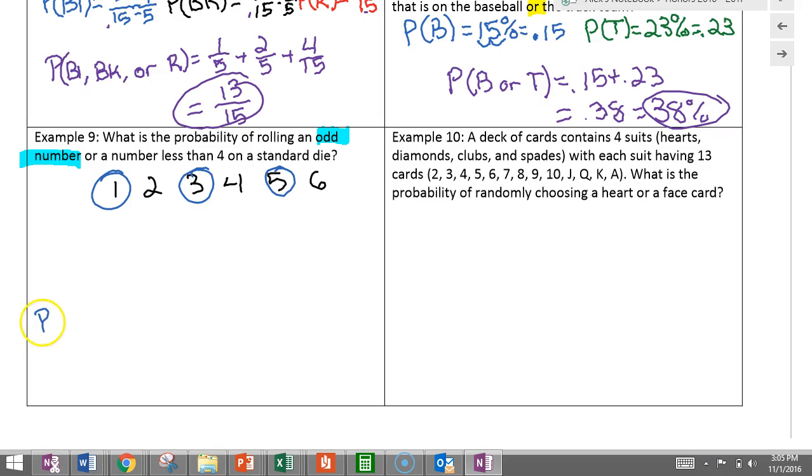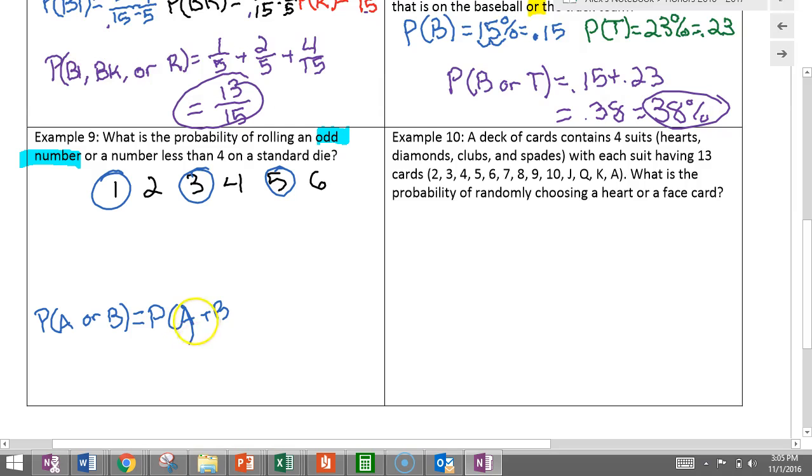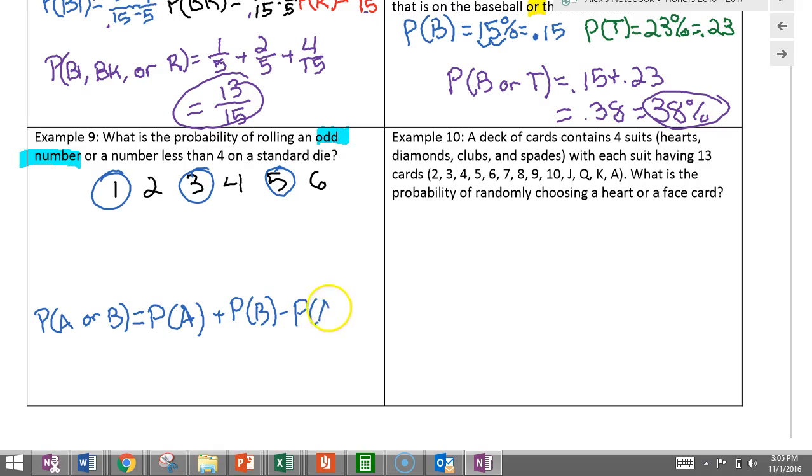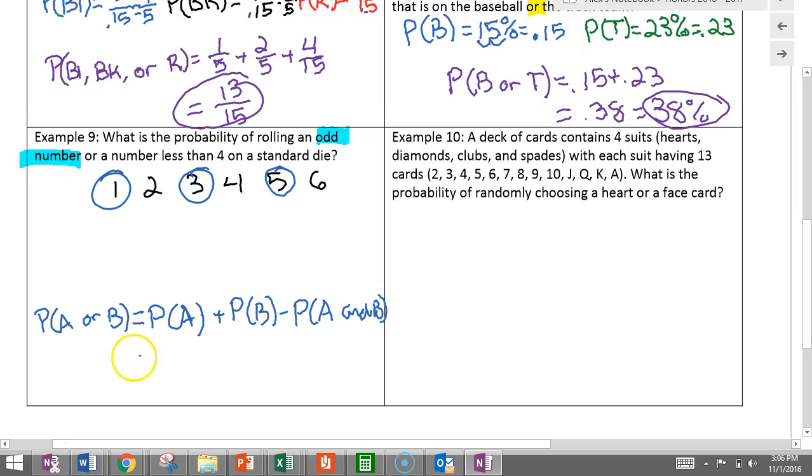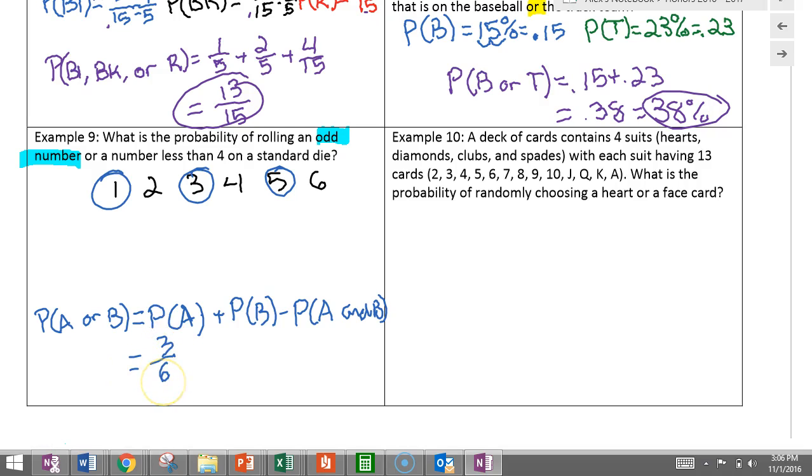Remember, the probability of A or B for overlapping events is the probability of A plus the probability of B minus the probability of A and B. So I'm going to show it both ways. The probability of an odd number is 3 out of 6, or 1 out of 2.